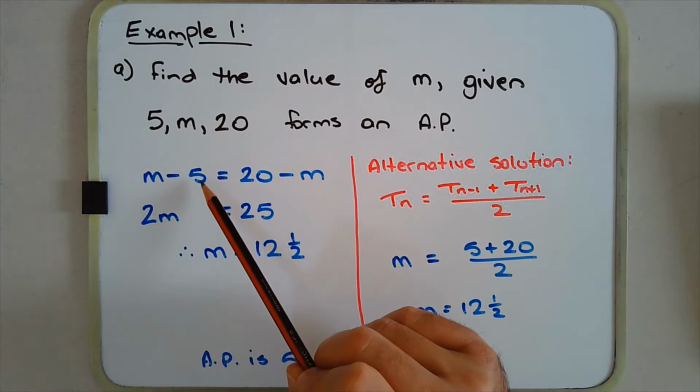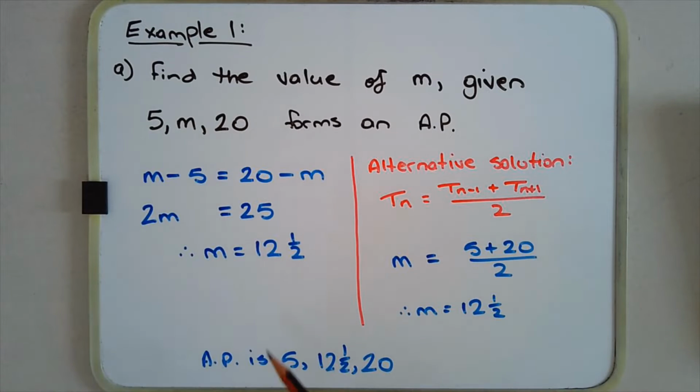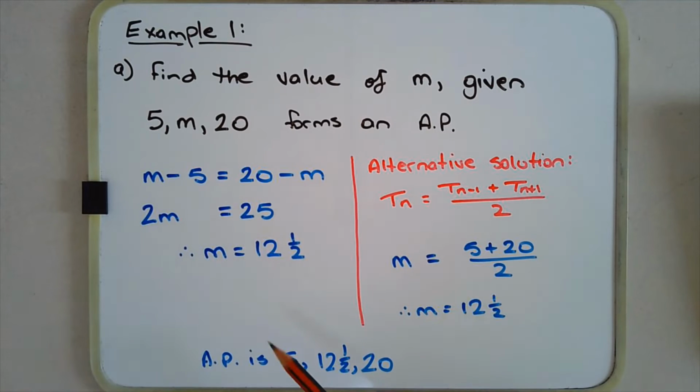So m minus 5 is equal to 20 minus m. Adding m to both sides and adding 5 to both sides, we have 2m equals 25. And then dividing both sides by 2, we have m is equal to 12.5.